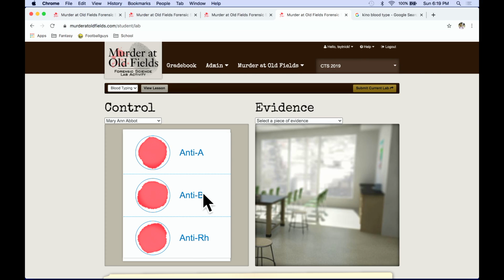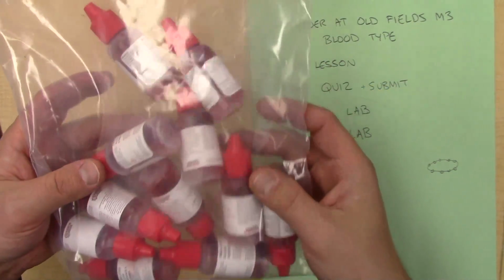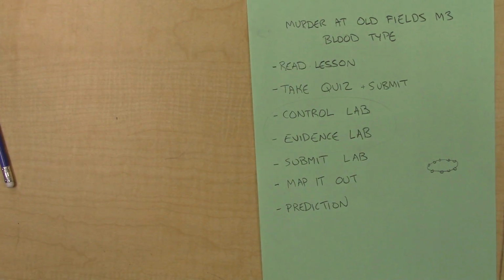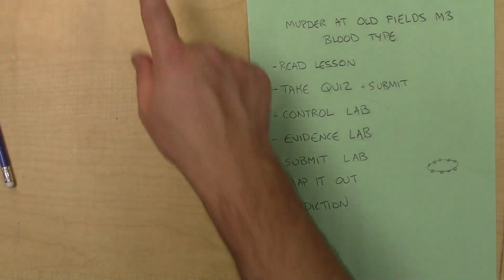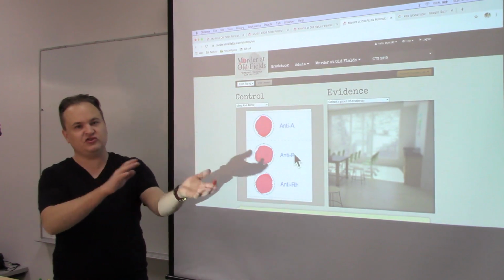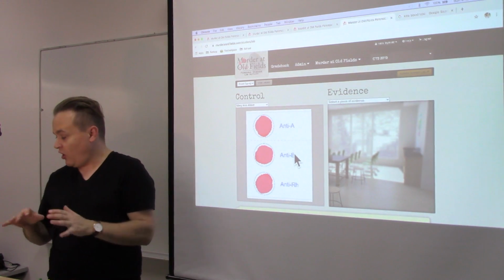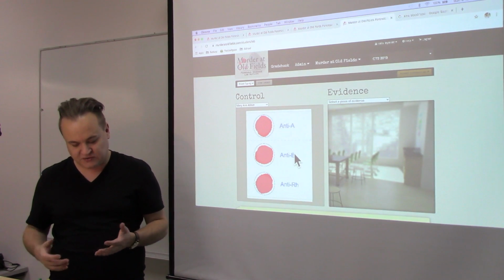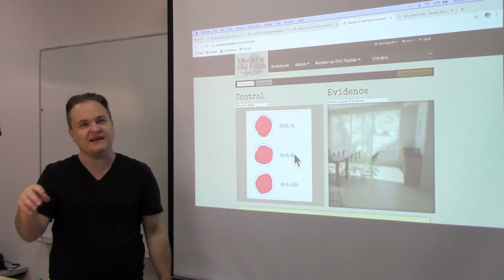But you could also do this in the real world. So what does that mean? I'll show you. One of the things that they tell you to do in the lab, now when we do this, like I said, if we have time and you're around, if we're able to, we're going to actually do the blood drops and test them as a class.